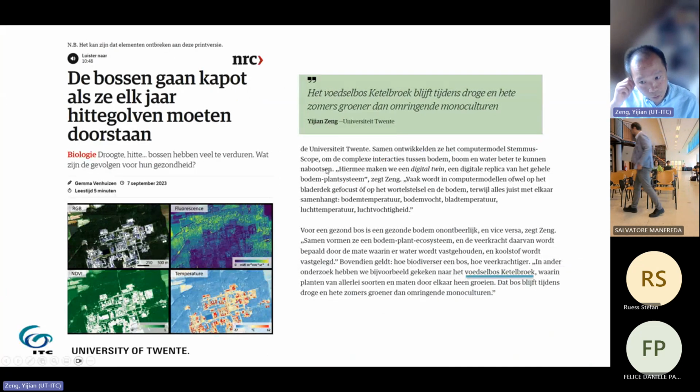This is just to show you that because of the drought event, the food forest also became a focus of the news media. I was interviewed by a national newspaper last year because of this project. We are monitoring the effect or resilience of the food forest, and just to let you know, Dutch society also pays a lot of attention to the food forest and this drought impact.